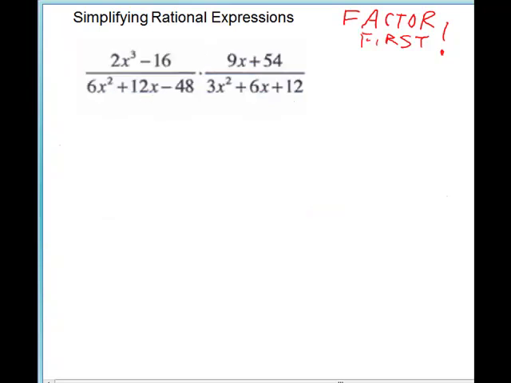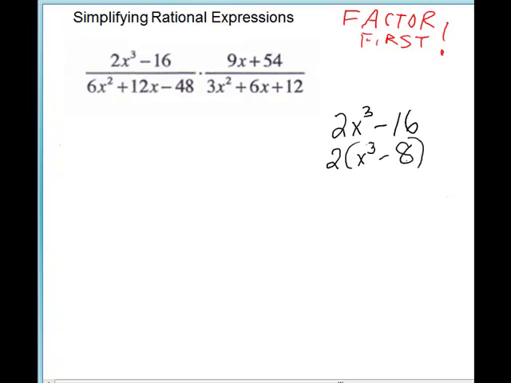Our next problem, also a multiplication. We have to factor before we can cross anything off. This one has a lot of detailed factoring in it. I'm going to do the 2x cubed minus 16 on the side, and then I'll just erase. First of all, it has a GCF. It's not cubes right now. You can take out a 2 though, and that leaves you x cubed minus 8.